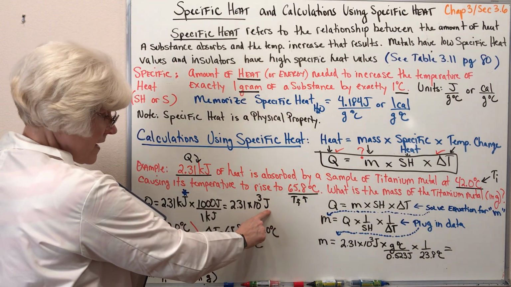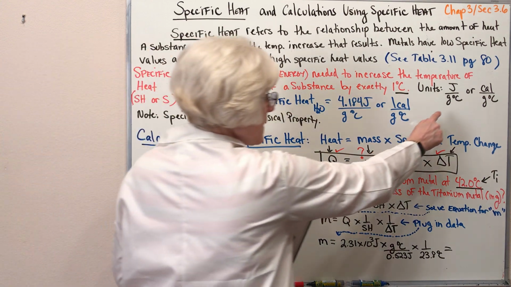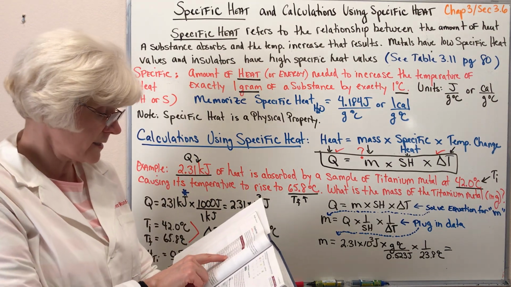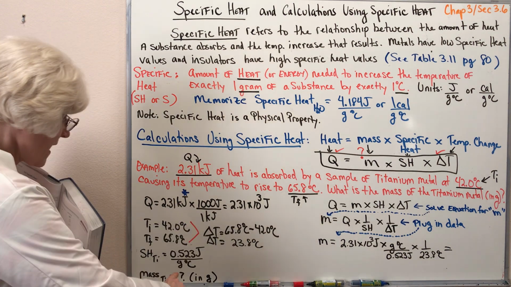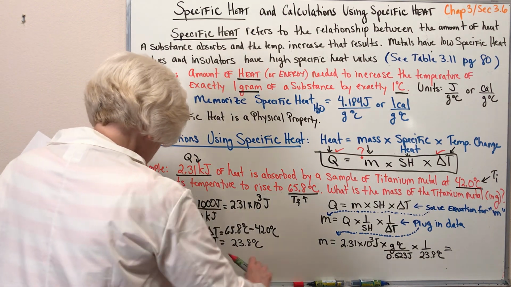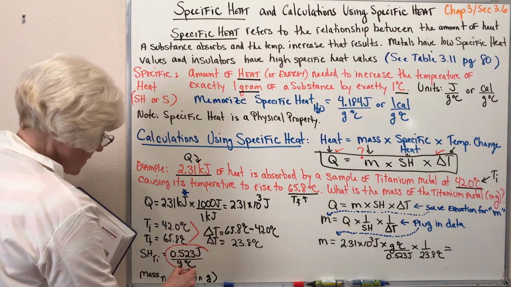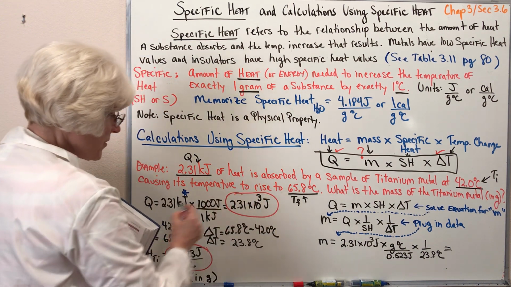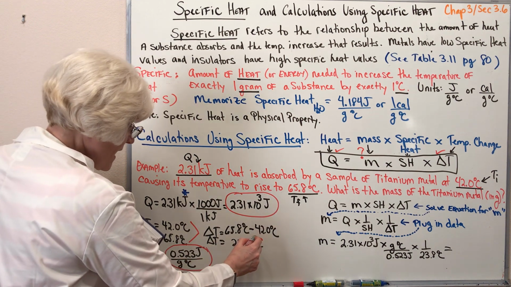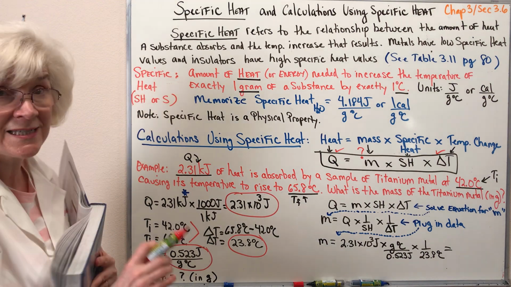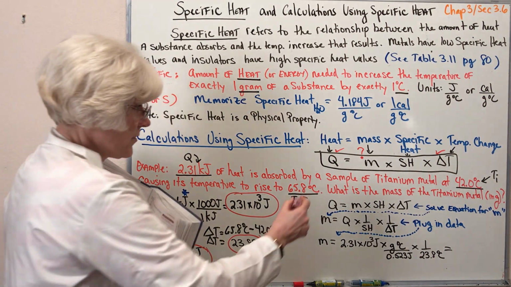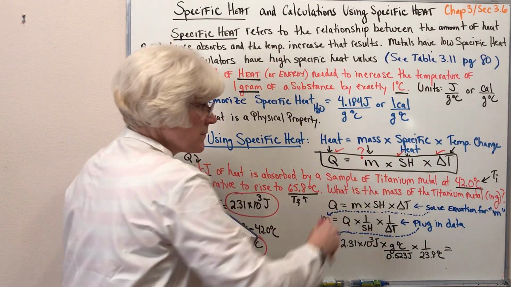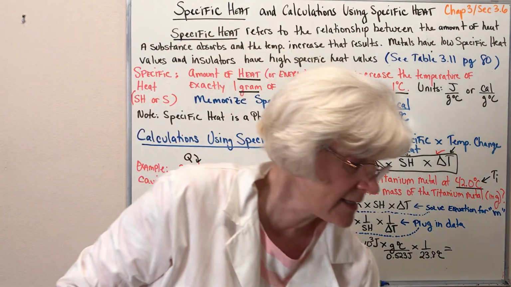For the data that I have, given that my heat value is in joules, I need to use the titanium value with units of joules per gram degree Celsius. And when I look up the specific heat of titanium off the table, I find that it is 0.523 joules per gram degree Celsius. So I see I have my Q value, my specific heat value, and my change in temperature value, my delta T. I should be able to solve this equation for the mass of titanium.